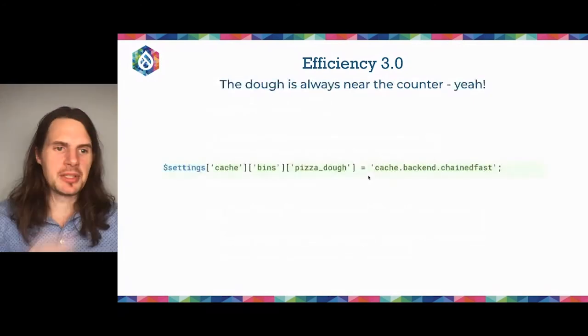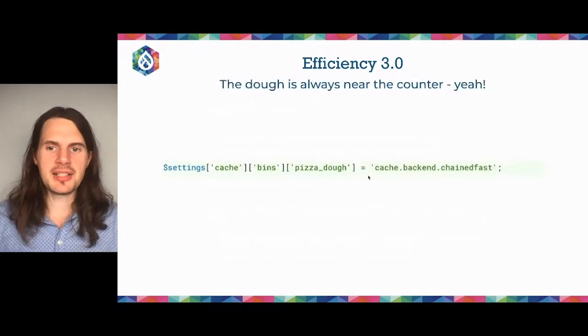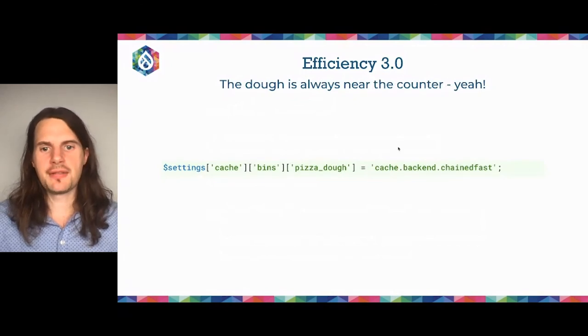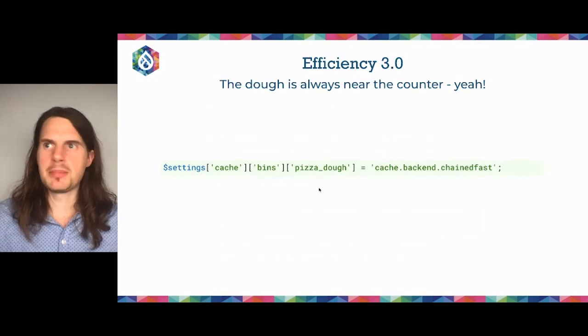So, it's very simple to do that. You just put into settings the cache bins, pizza dev for the cache backend chain fast. And that's it. So we create the pizza dev cache bin and do it.